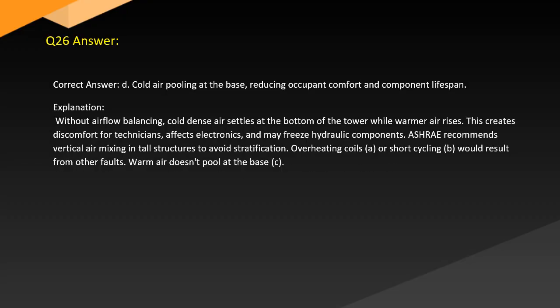Answer. Correct answer: D. Cold air pooling at the base, reducing occupant comfort and component lifespan. Explanation. Without airflow balancing, cold, dense air settles at the bottom of the tower while warmer air rises. This creates discomfort for technicians, affects electronics, and may freeze hydraulic components. ASHRAE recommends vertical air mixing in tall structures to avoid stratification. Overheating coils (A) or short cycling (B) would result from other faults. Warm air doesn't pool at the base (C).